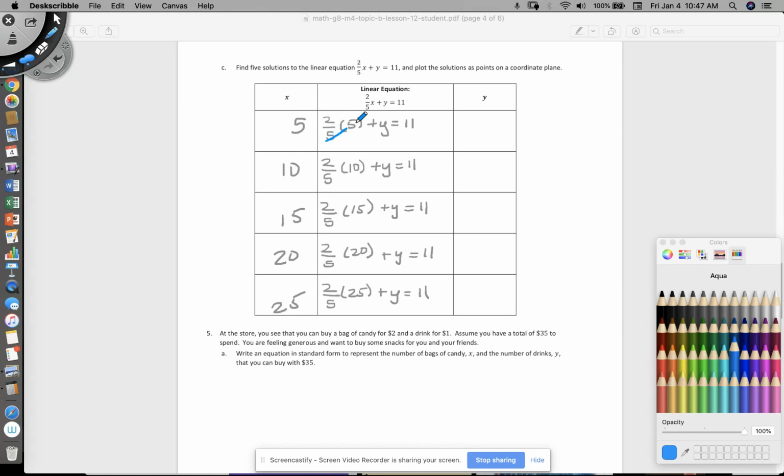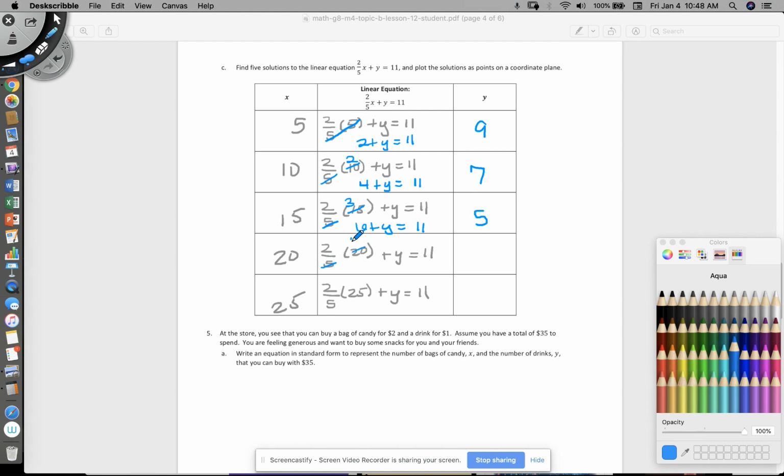So 5 goes into 5, they cancel, and I'm left with 2 plus what gives me 11? Well, the answer is 9. 5 goes into 10 2 times. 2 times 2 is 4, so 4 plus what gives me 11? That would be 7. 5 goes into 15 3 times. 2 times 3 gives me 6, plus what is going to give me 11? I would need 5. And we did this earlier.